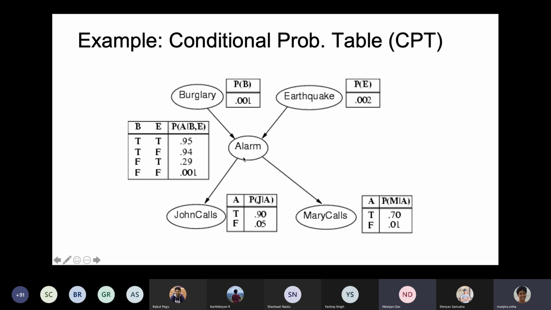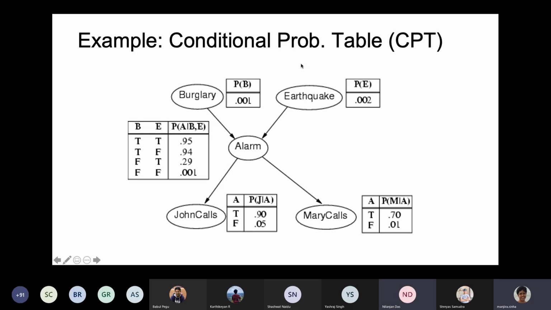Then the alarm can cause John to call, so there is a link. The alarm can cause Mary to call, so there is a link, it directly influences. But John calling and Mary calling are conditionally independent given the alarm has been set off. Okay.